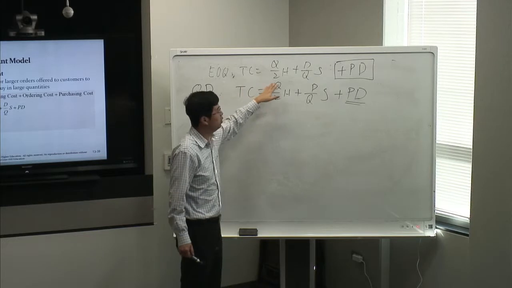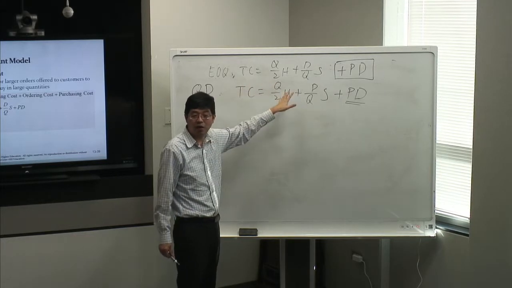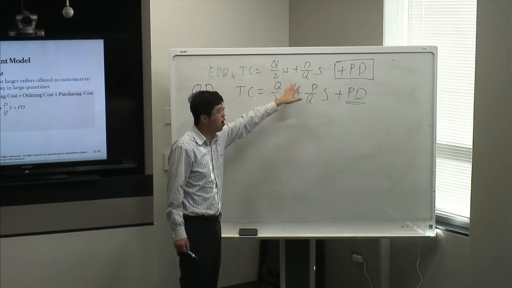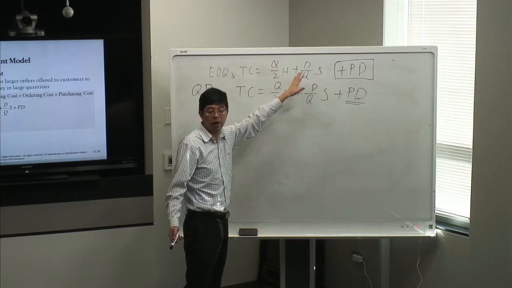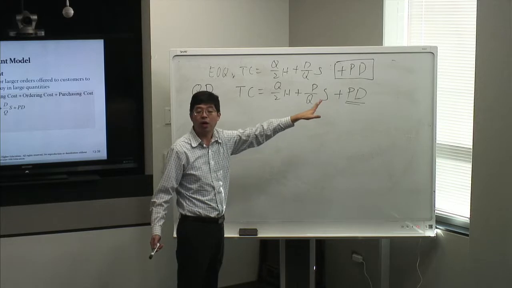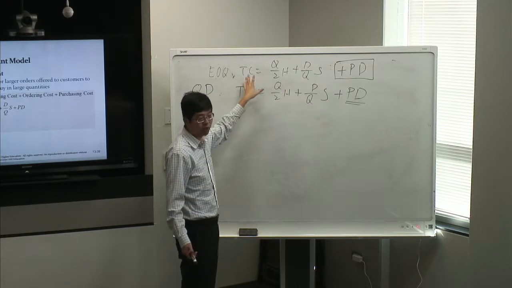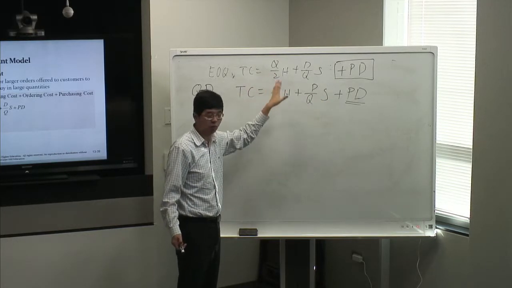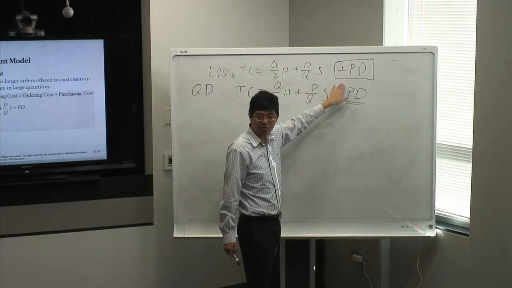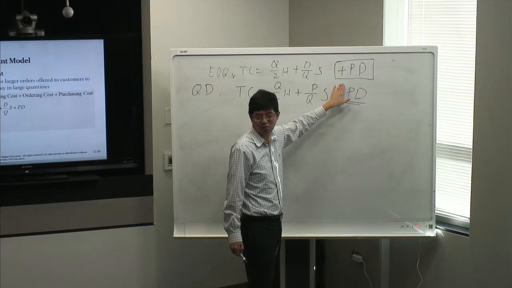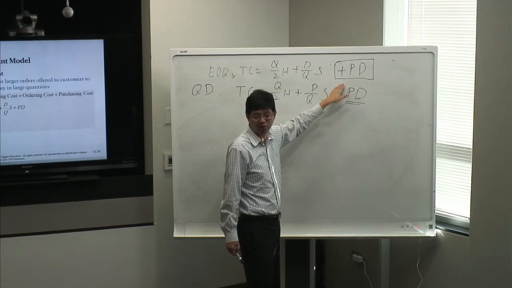TC is the function of Q, right? Total cost is function of Q, right? All other parameters are predetermined. Holding cost, D, we know S, we know P, we know D, right? When we get Q, we take the first derivative of Q. What happens for this term? PD. Does this matter with Q, or does it have any relationship with Q here for the EOQ model? PD.